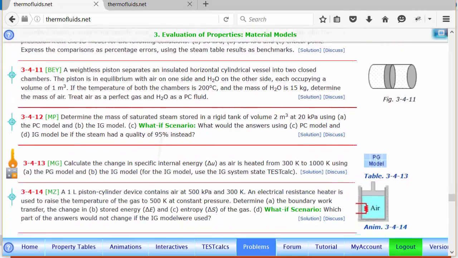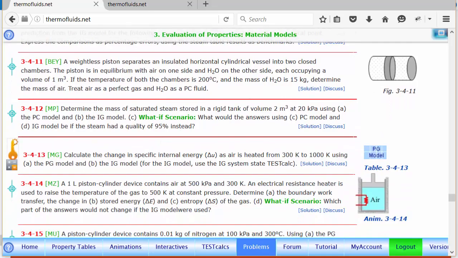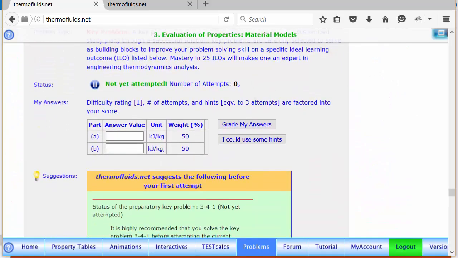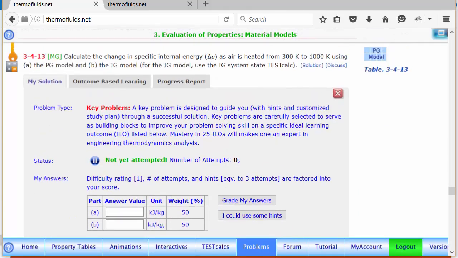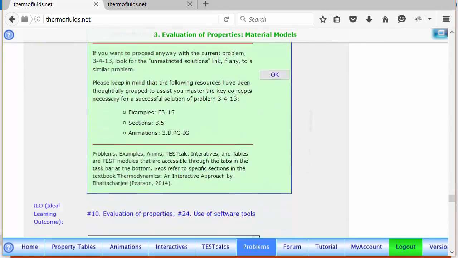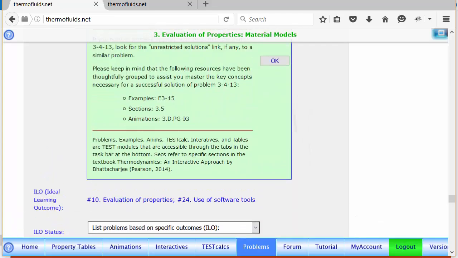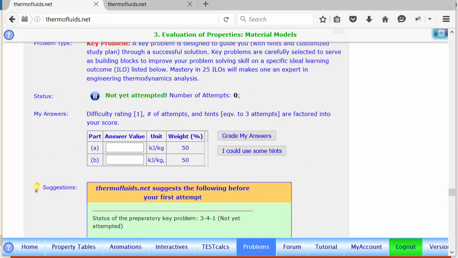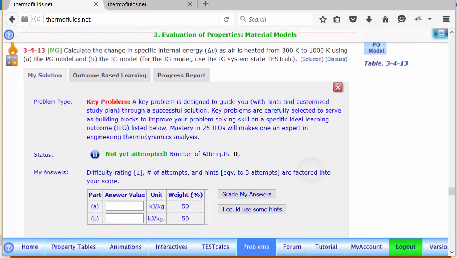And you'll also see a lot of symbols up here. When you see a key, if you click on the key button, in addition to the dialog box for entering the answers, it also gives you some hints if you cannot solve the problem. You can click and say, I could use some hints, and then it will give you some hints. Those are called key problems.